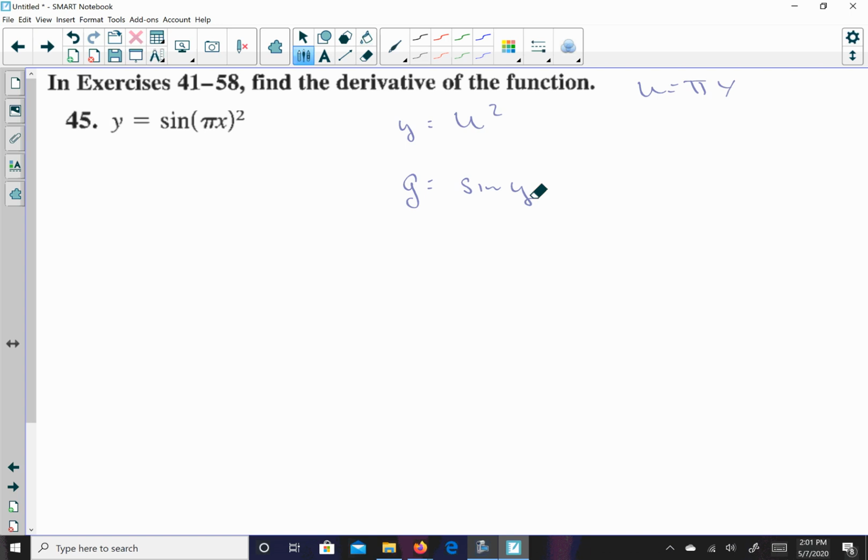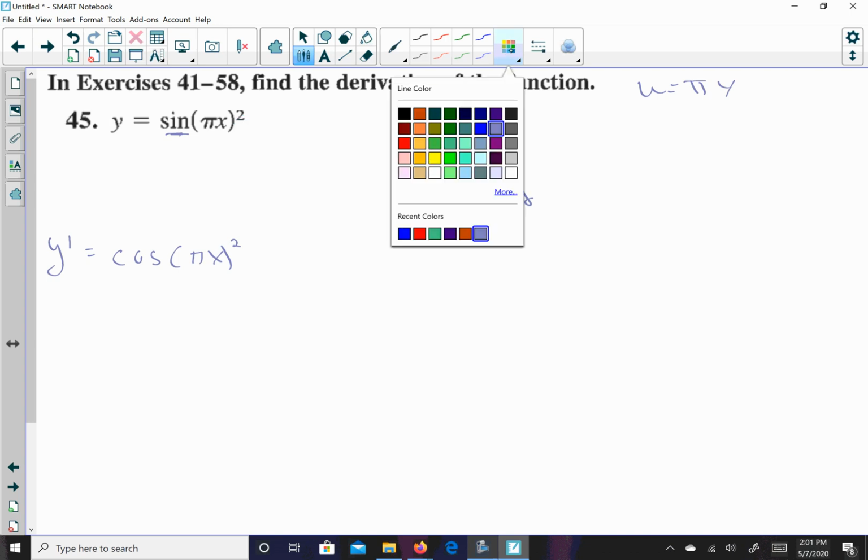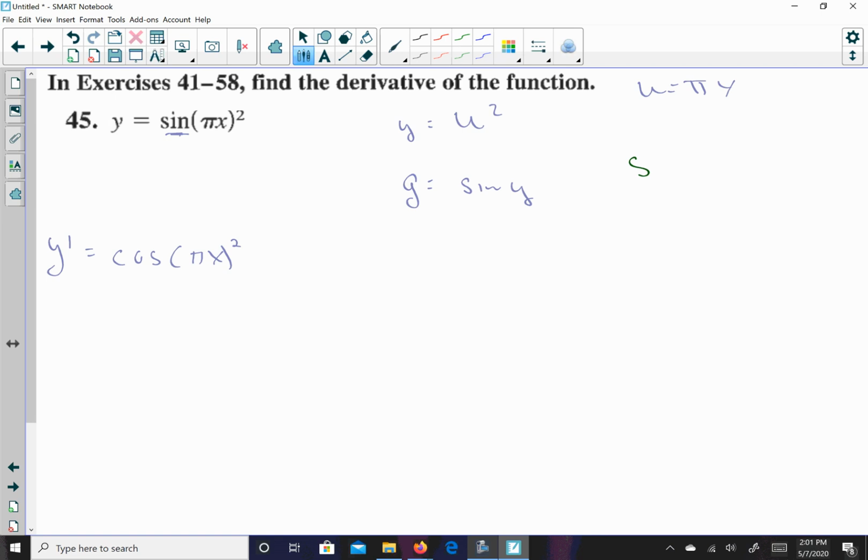So I have three things going on here, and I'm going to go from the outermost to the innermost. The outermost function I'm doing is the sine, so I'm going to take the derivative of sine, which is cosine. So this will be cosine of pi x, squared. And remember, this squared symbol only goes to the pi and the x. Side note, I could write this as sine of pi squared x squared, just so you realize that's why I took the derivative of sine first.